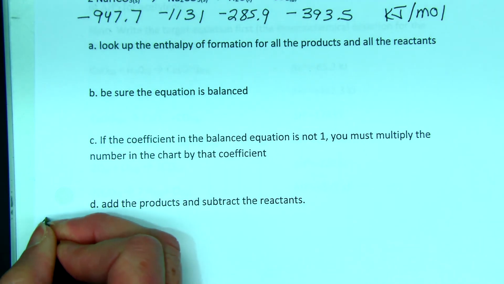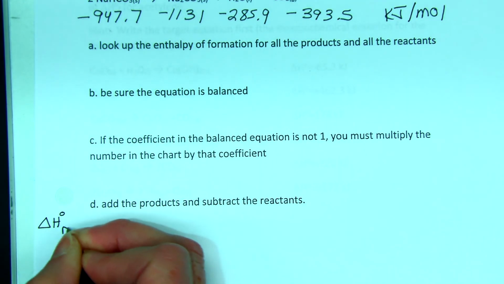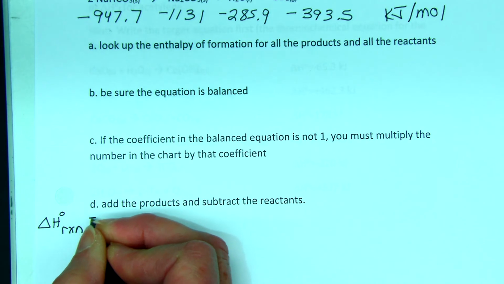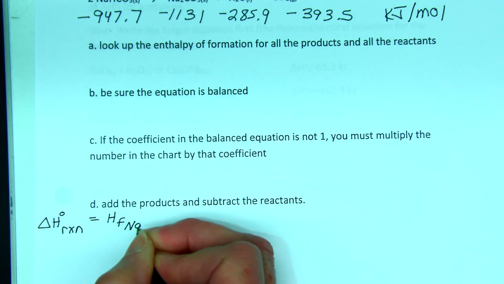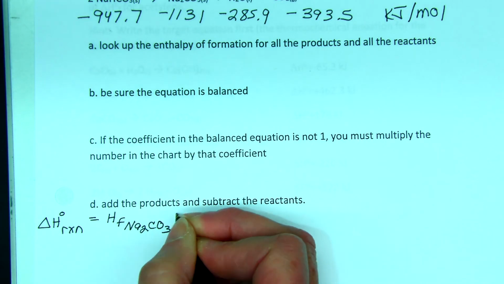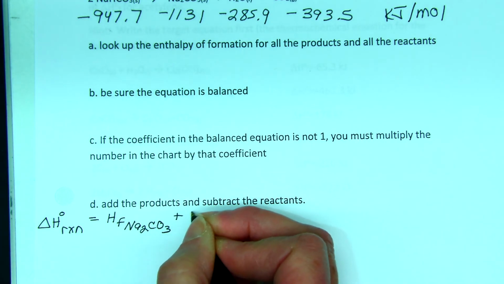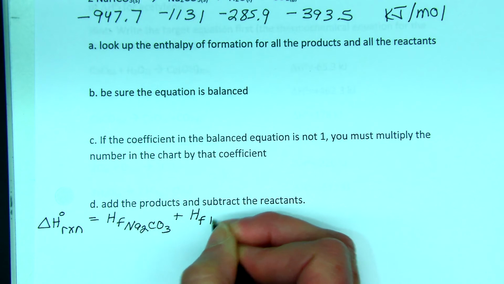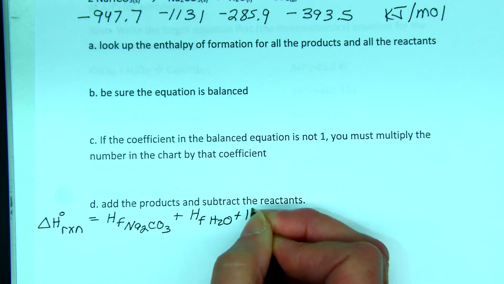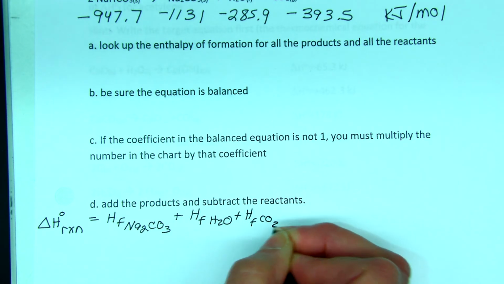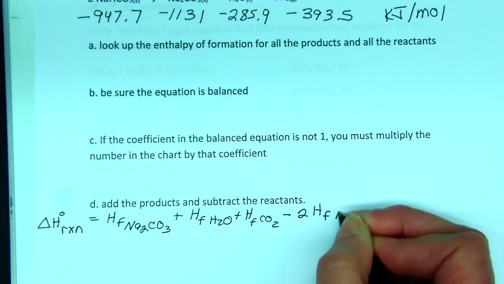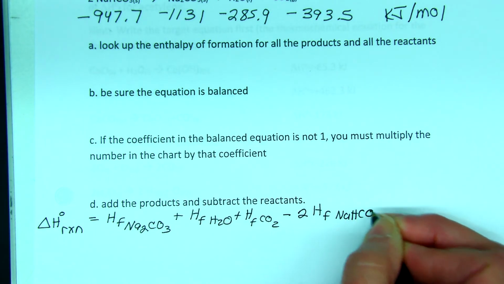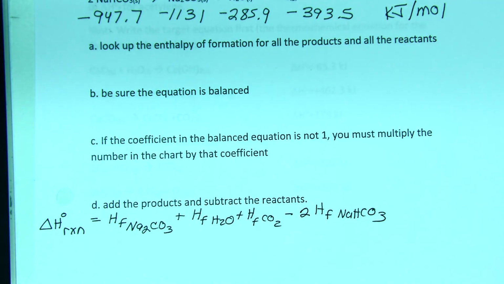So the standard enthalpy change for this reaction is equal to the enthalpy of formation of the product, sodium carbonate, plus the enthalpy of formation of water, plus the enthalpy of formation of CO2, minus 2 times the enthalpy of formation of the sodium hydrogen carbonate. So that's sort of the process of what we're going to do without the numbers. Now we can go ahead and put the numbers in.